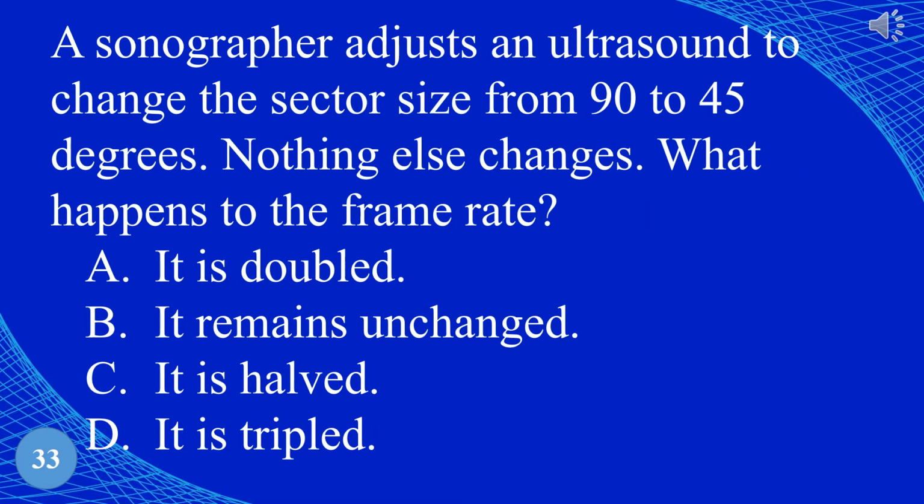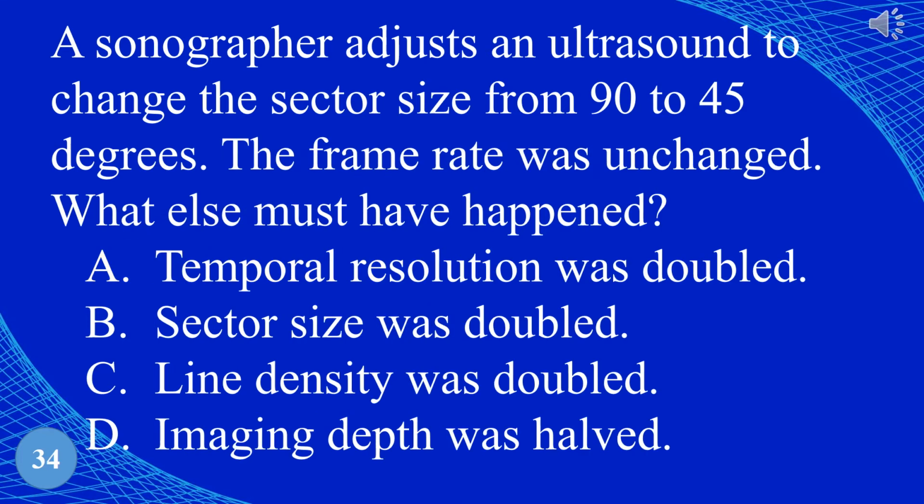A sonographer adjusts an ultrasound to change the sector size from 90 to 45 degrees. Nothing else changes. What happens to the frame rate? A. It is doubled. B. It remains unchanged. C. It is halved. D. It is tripled. The answer is A. It is doubled. The frame rate is doubled since fewer pulses are needed to make the image. Since this question states that nothing else changes, the line density remains the same, and therefore the frame rate increases.